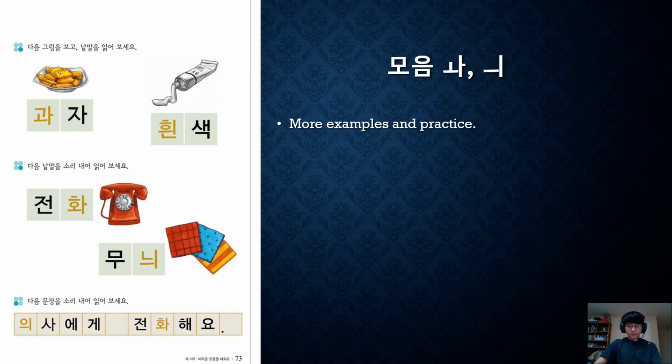Let's look at more examples. 다음 그림을 보고 낱말을 읽어보세요. We have the 기역, 과자. What's 과자? 과자 is, of course, snacks. 아빠, 과자 사주세요. It's a common Korean phrase. Dad, buy me some snacks. 과자.